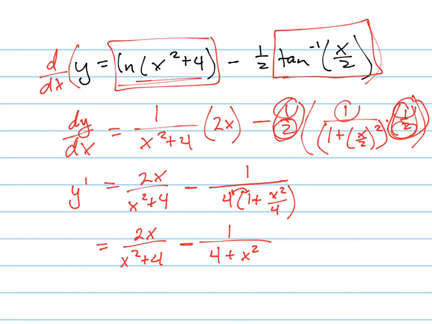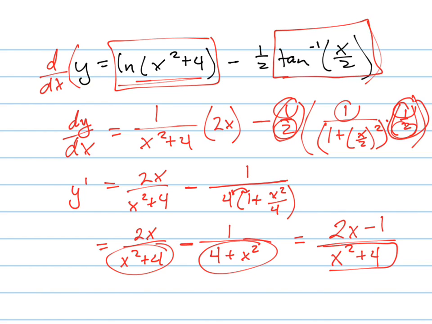Hey, look what I have. They're common denominators. So I can add the numerators, which is 2x minus 1, all over x squared plus 4. And then you ask yourself, does that factor? No. It's close. If it was a negative, it would, but it's not. It's a positive. So there's your answer. And you're done.